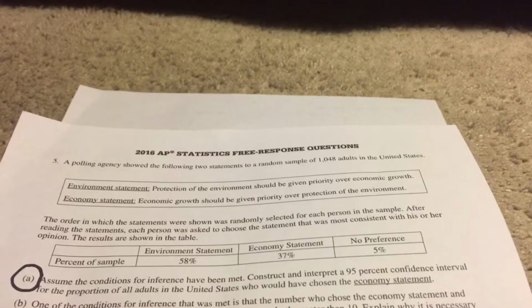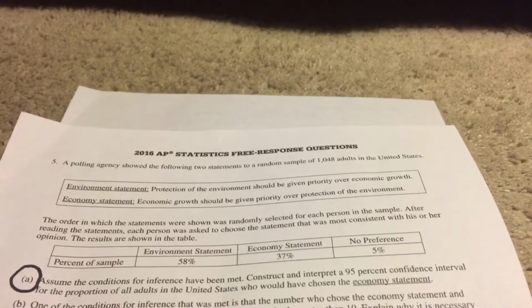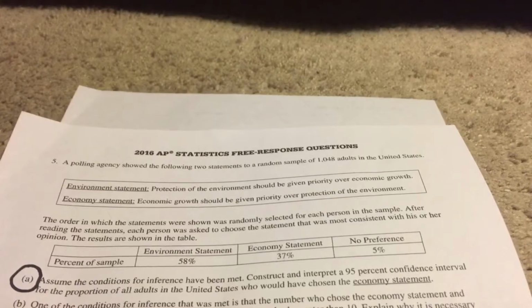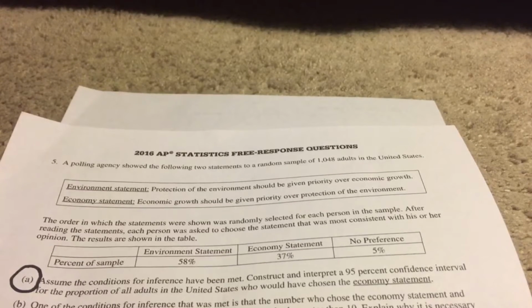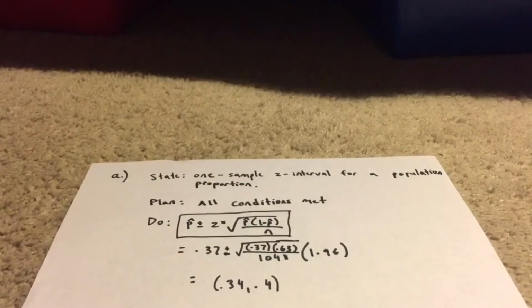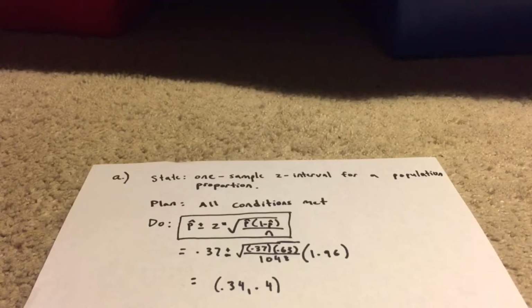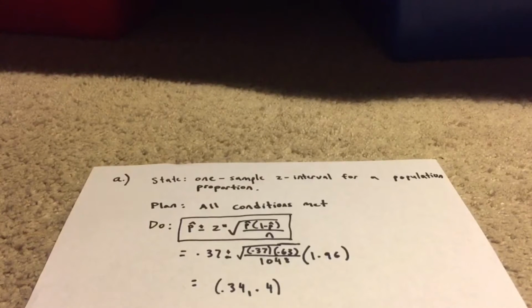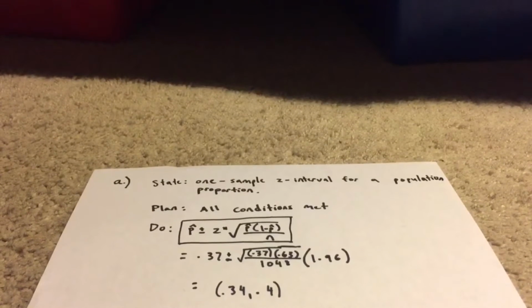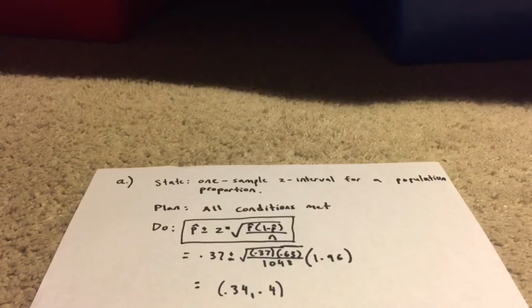Here I have the 2016 AP Stats FRQ number 5. I'm not going to read the question, but we're going to go over number 5, part A, and pretty much it wants you to make a 95% confidence interval and assume the conditions for inference are met. So to begin, we want to follow the state, plan, do, conclude method. We state that it's a one sample z interval for a population proportion. Then to plan, we'd have to meet the conditions that is random, 10%, and large counts. But since the conditions for inference are already met in this problem, we don't have to worry about that.